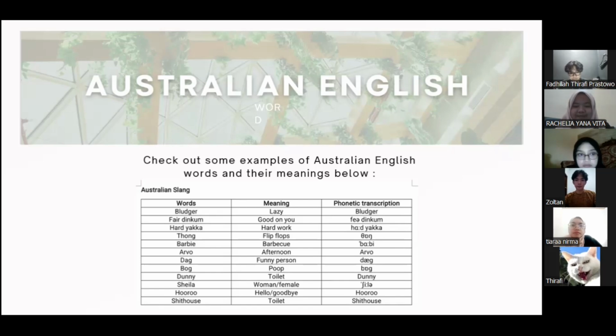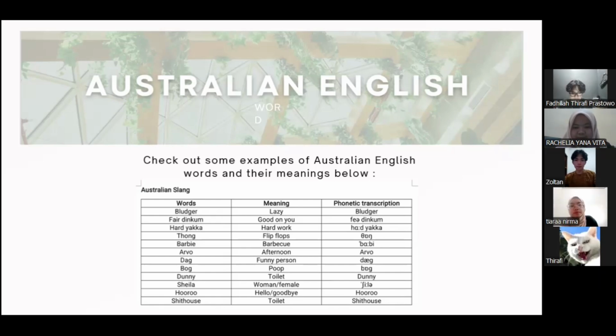And then there is barbie, meaning barbecue. And then there is arvo, meaning afternoon. Jack, funny person. Buck, poop. Danny, toilet. Sheila, woman or female. Gudday, hello or goodbye. Shithouse is the toilet. So basically, Australian people use shorter terms, so it makes their communication faster.